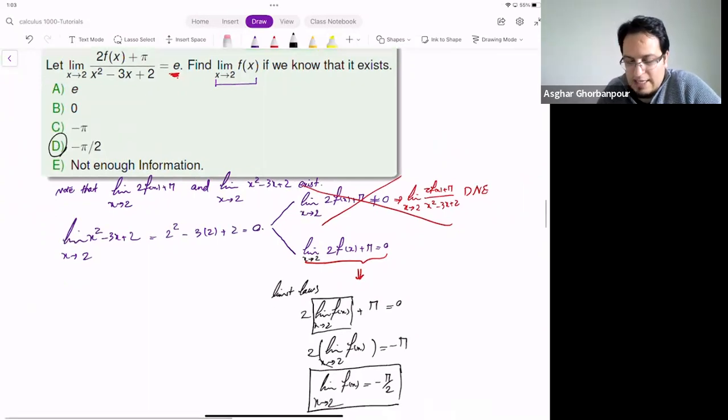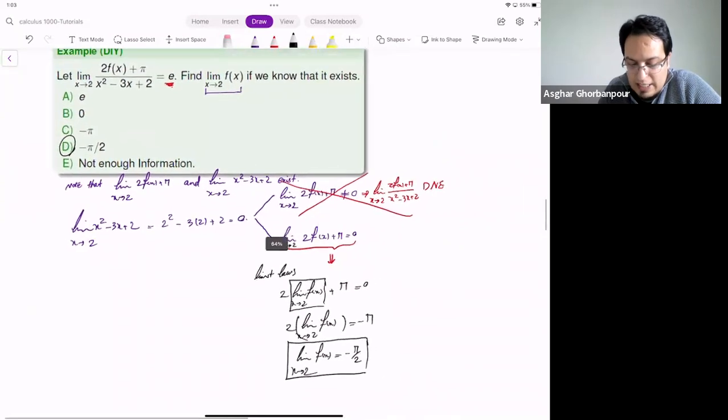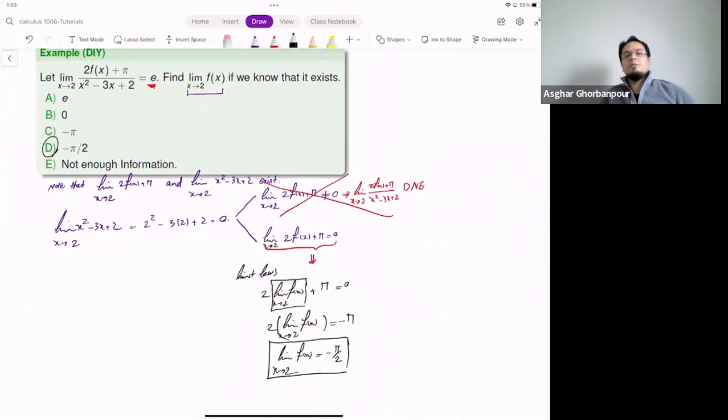Any questions, any comments here? Just make sure that you understand this argument here, and you will be able to apply it in similar situations.